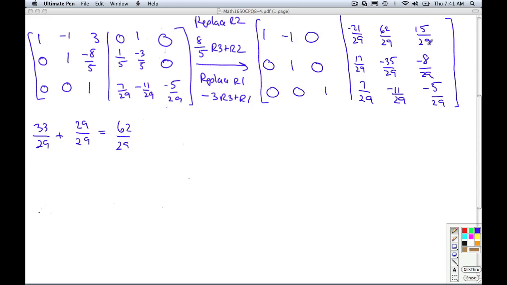So the worst is over, folks. I've got one more thing to do. I got a 1 up here and used it to get zeros underneath it. I got a 1 here and used it to get a 0 underneath it. And I got a 1 here and used it to zero out what's above it. Now I'm going to use the 1 here to zero out what's above it. And all I need to do is replace row 1 with row 1 plus row 2, and that'll take care of it.